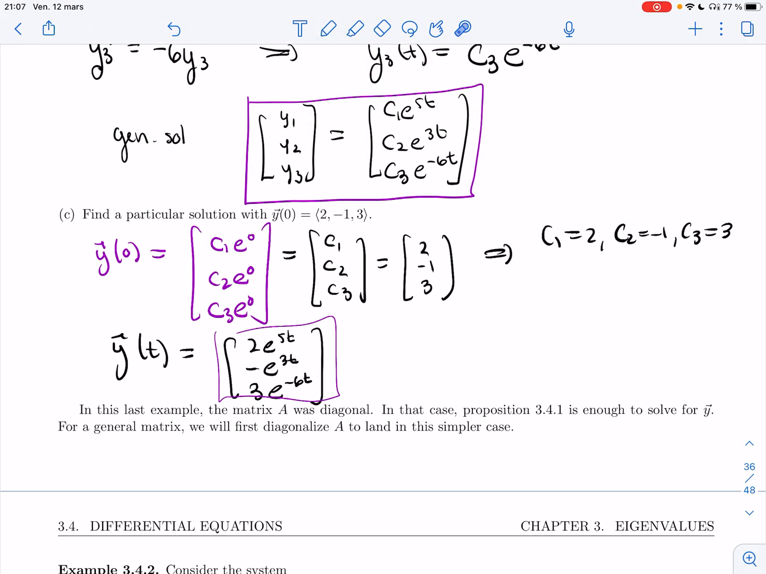All right, so in this last example, the matrix A was diagonal. In that case, the proposition is enough to solve for y. For a general matrix, we'll first diagonalize A to land in this simpler case. So at this point, we can handle diagonal matrices in these systems, but using what we've done in the last section, diagonalization, and this simpler solution for diagonal matrices, we'll be able to solve these kinds of problems for any diagonalizable matrices.